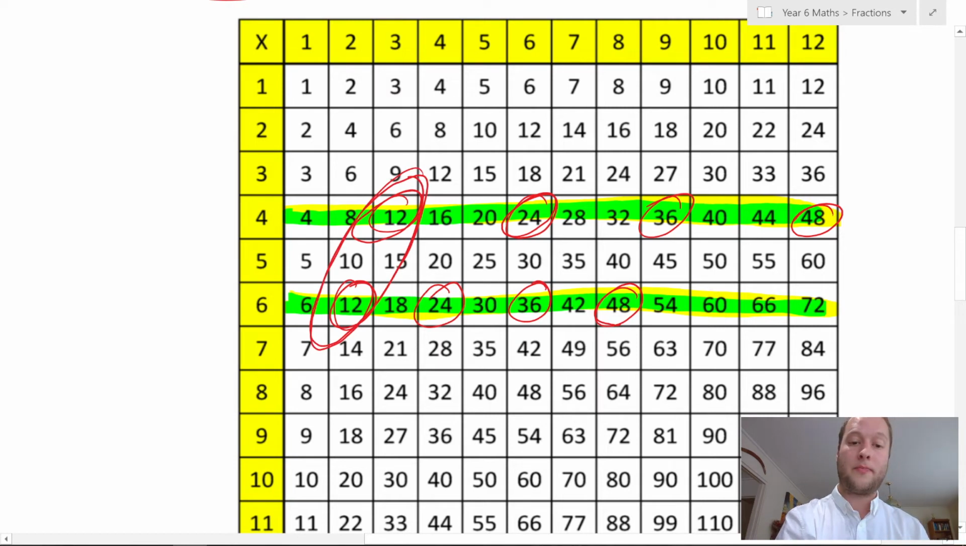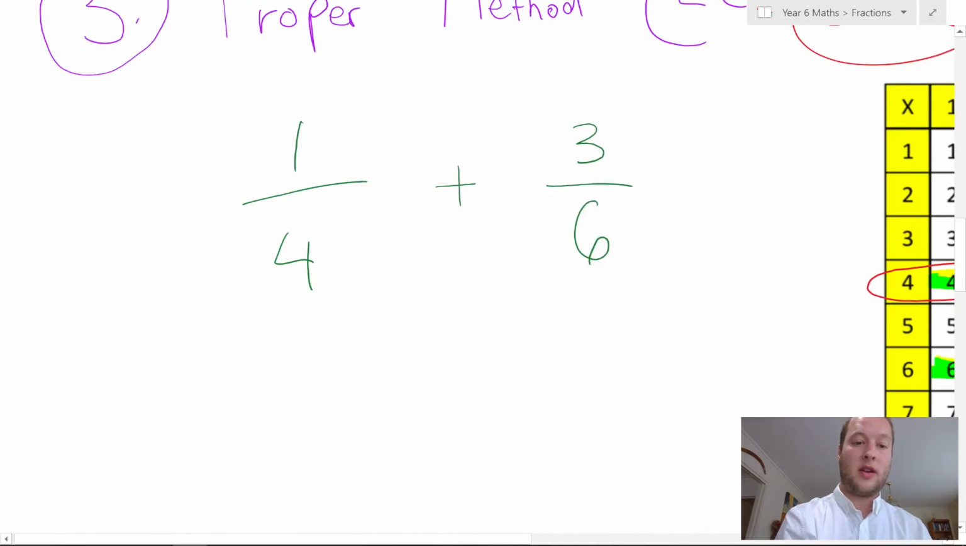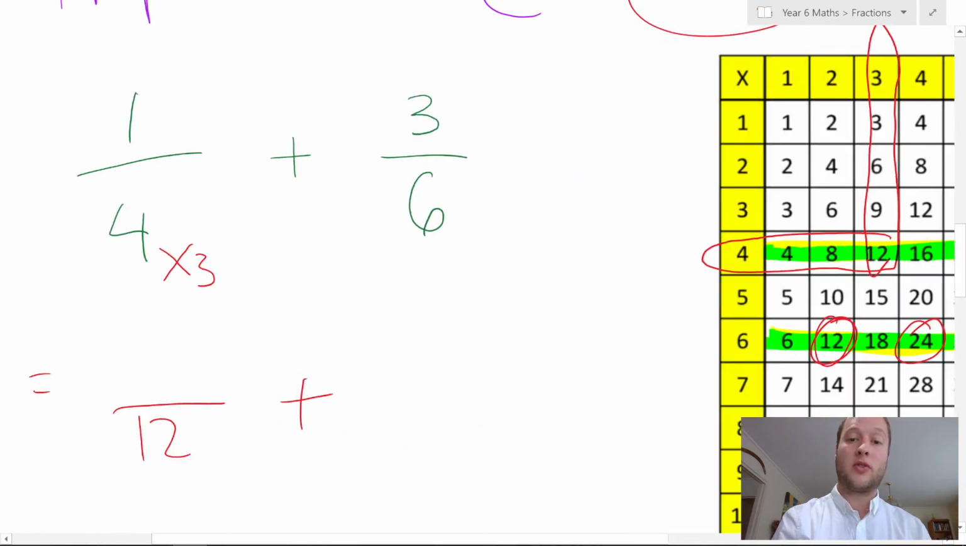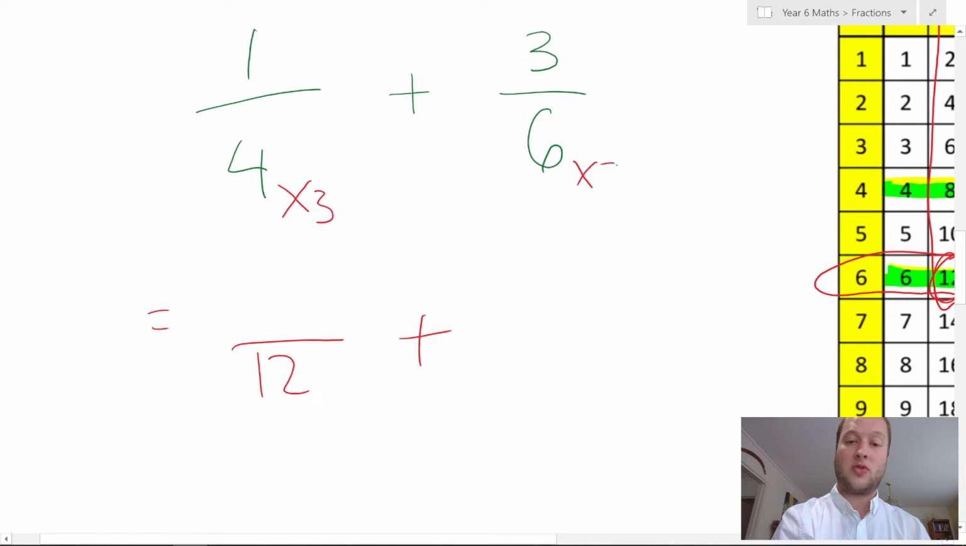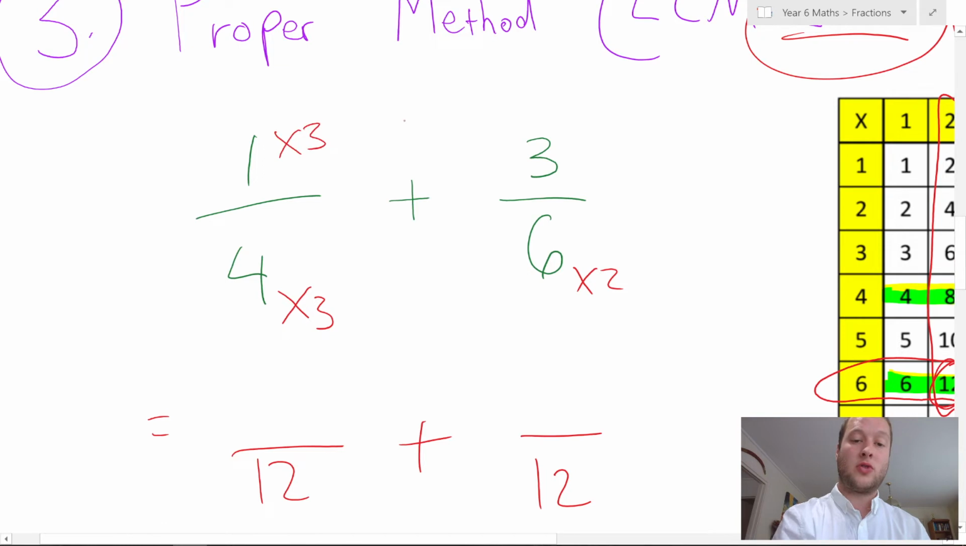It's 12. So what times 4 equals 12? Well, it's 3. So I'm going to need to do 4 times 3 because, if I'm rewriting it, I want the bottom number to be 12 because that's the lowest common multiple. Now if I do the 6 times table, what times what equals 12? Well, if I look at my times tables, 6 times 2 is 12. So times 2 will get it to 12. Great. Whatever you do to the bottom, do to the top. So 1 times 3 is 3, and 3 times 2 is 6.